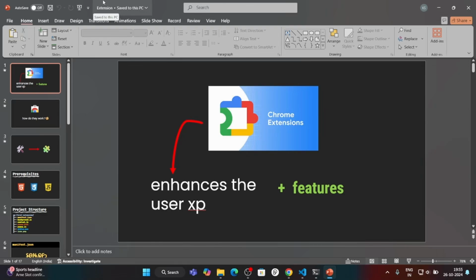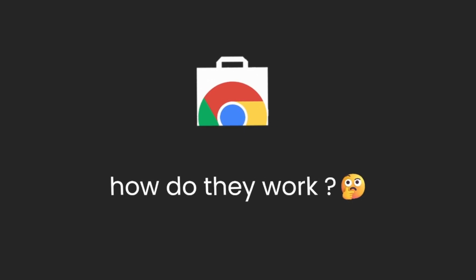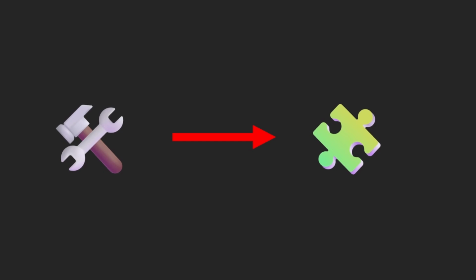And in this video, we're going to be discussing building your first Chrome extension. First of all, what is a Chrome extension and why do you use it? So a Chrome extension basically enhances the user experience by adding new features or modifying existing features. So at this point, you may be thinking, how do Chrome extensions work? That is exactly what I'm going to cover in this video. In this video, you will learn to build your first Chrome extension.